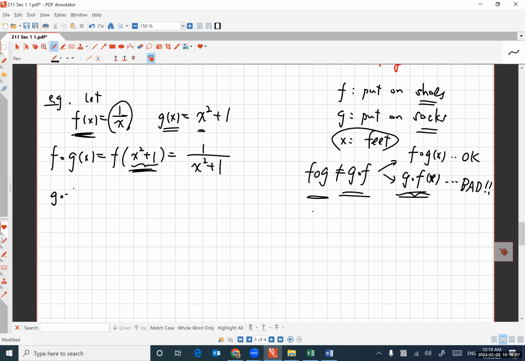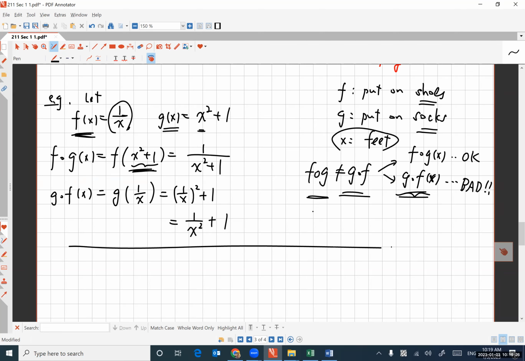Now, g of f, remember, is typically different from f of g. f does its work first. So f does the x, and that becomes 1 over x. Now, g is going to square whatever you put in there and add 1 to it. You can simplify this to 1 over x squared plus 1. So again, it is different from f of g.